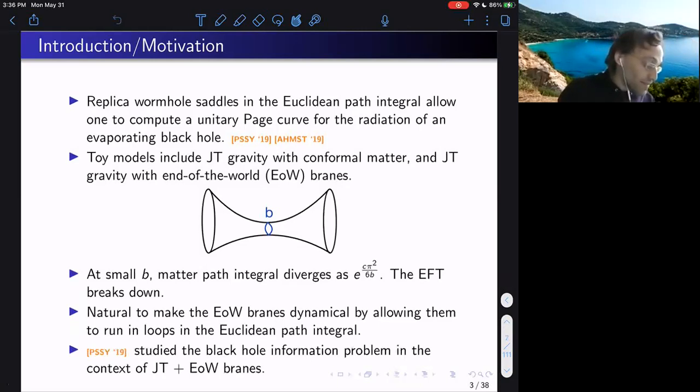Another thing that's worth mentioning is that the West Coast replica wormhole paper explicitly studied the black hole information problem in the context of JT gravity with end-of-the-world branes. So a natural question to ask then is what happens to this problem, or what happens to this story, when I make the end-of-the-world branes dynamical?